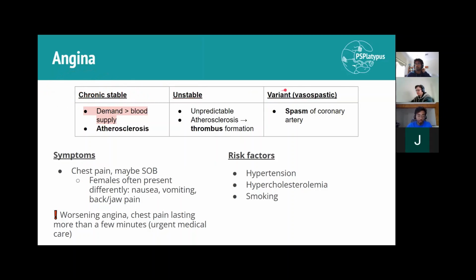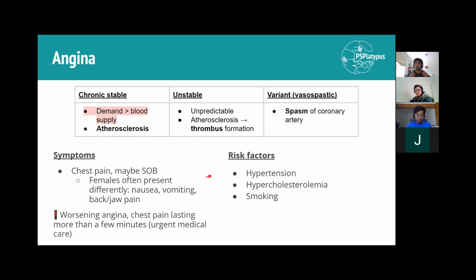Like we talked about briefly, there are three main types of angina: chronic stable, which is with atherosclerosis, and unstable, where atherosclerosis may lead to thrombus formation in the case of an MI, a myocardial infarction. And there's a variant, or vasospastic angina, which is essentially a spasm of the coronary artery, where an unpredictable spasm decreases the blood flow, which causes the demand of those myocardiocytes to exceed the blood supply, leading to angina. And this is the key underlying principle for all types of angina: there's more demand than there is blood supply to the heart.